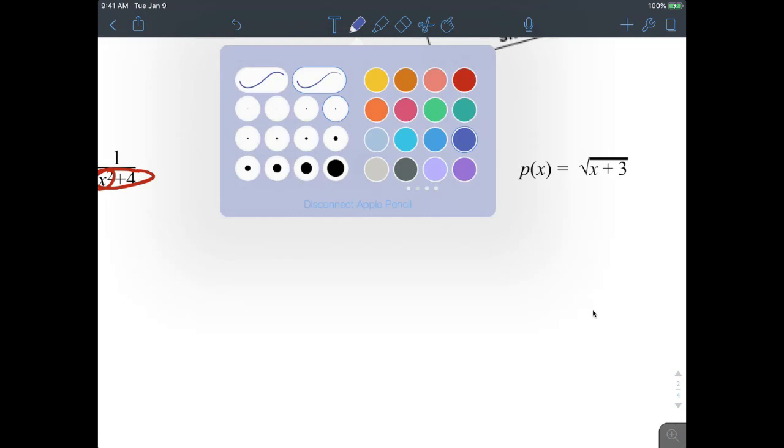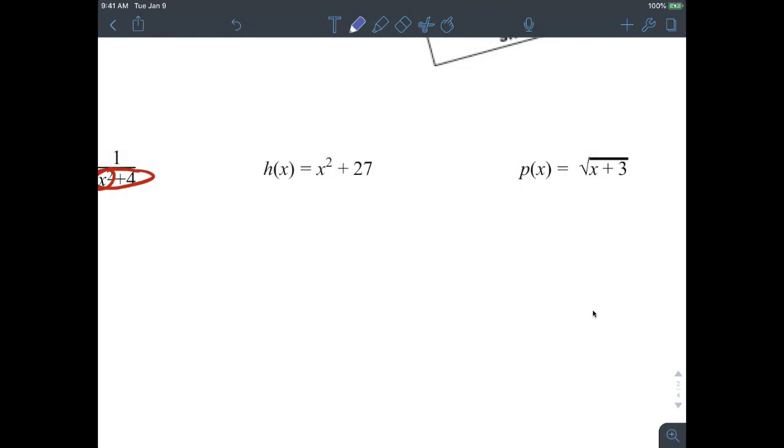Next, x squared plus 27. What does this look like? Yep, it looks like a parabola. Tell me about the domain of parabolas. Yes, x can equal all real numbers. We don't have any breaks in our graph.